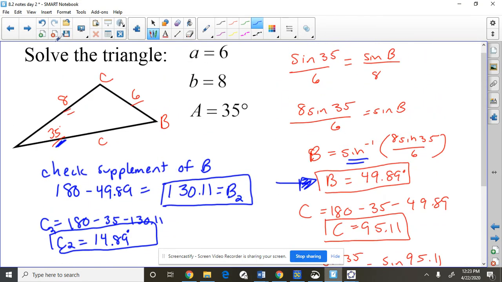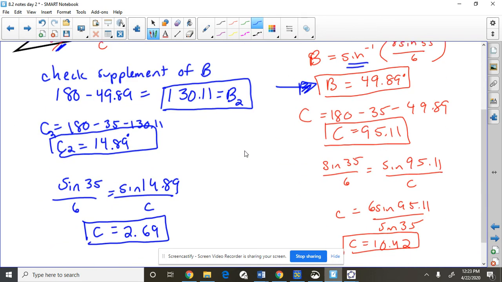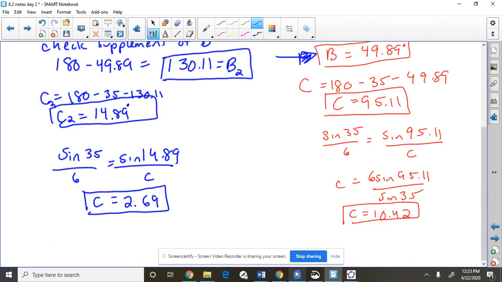So the steps are: find the missing angle using law of sines, solve that triangle. Then take the angle that you found using law of sines and check its supplement. If that supplement keeps your angle total under 180, you need to solve for the second triangle. Make sure that you check for the second triangle in the homework today. If you get an error in your calculator when you do inverse sine, that's the no triangle case.